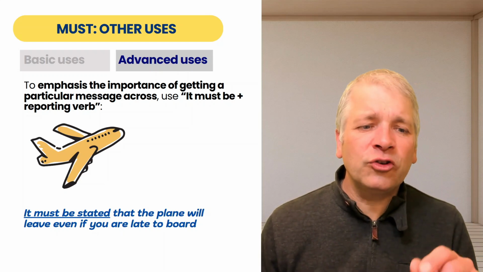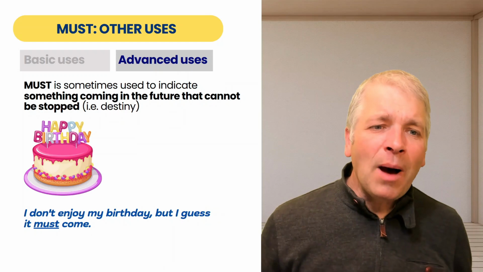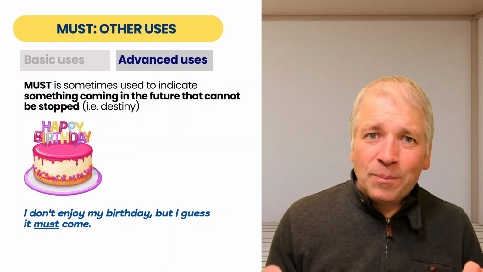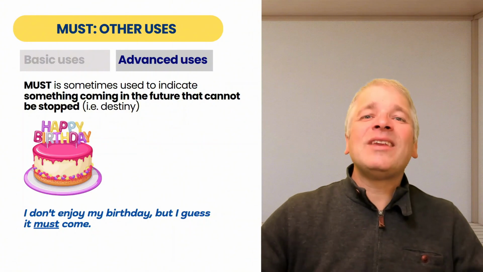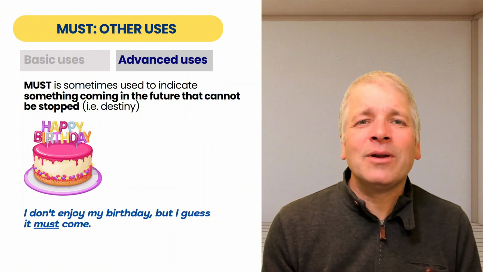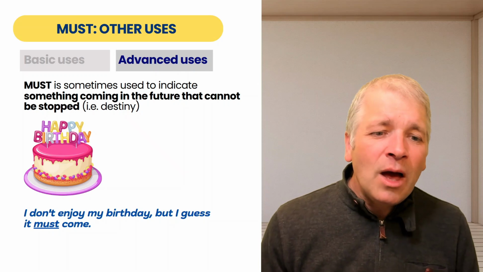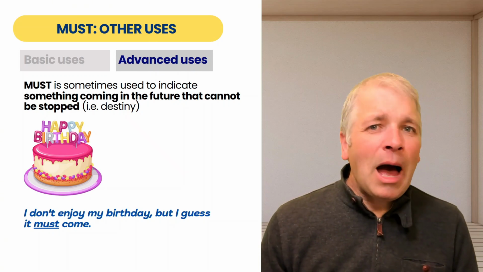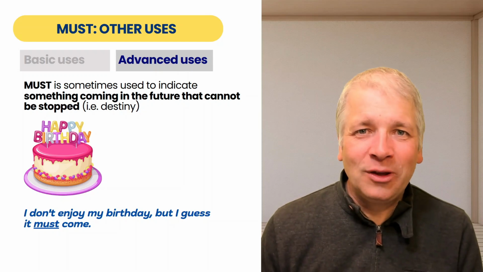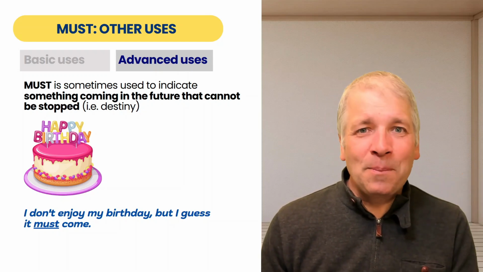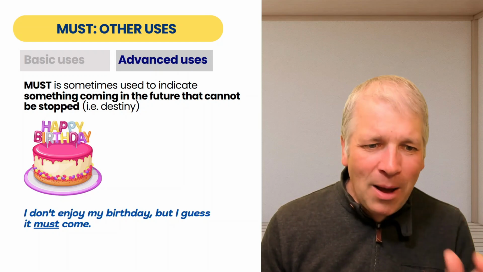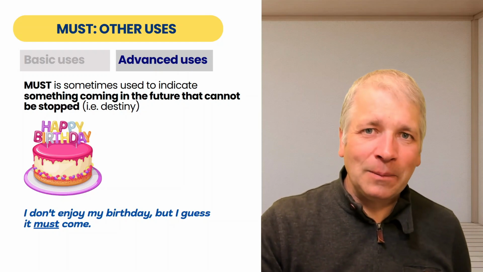It is important to say, must is sometimes used to indicate something coming in the future that cannot be stopped. So in other words, your destiny, something that will have to happen no matter what anyone does. I don't enjoy my birthday, but I guess it must come. Our birthdays cannot be stopped. Another year will pass, you'll have another birthday. No one can stop time moving. So here must indicates the destiny.